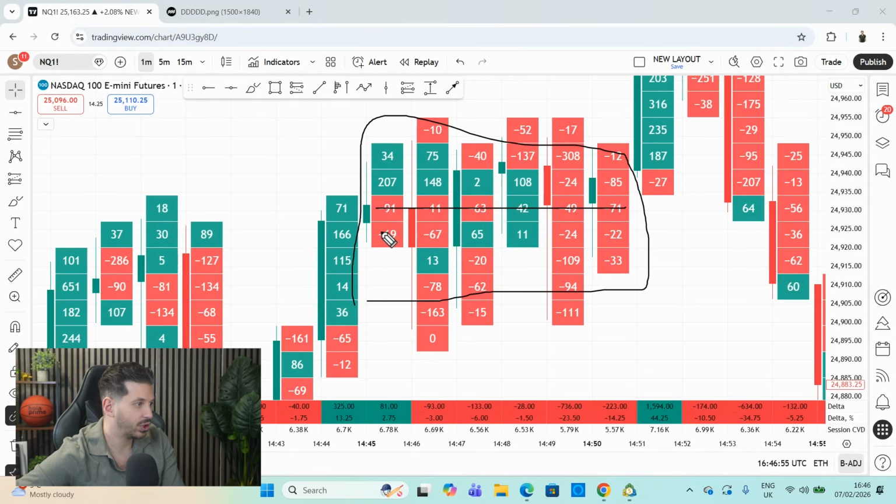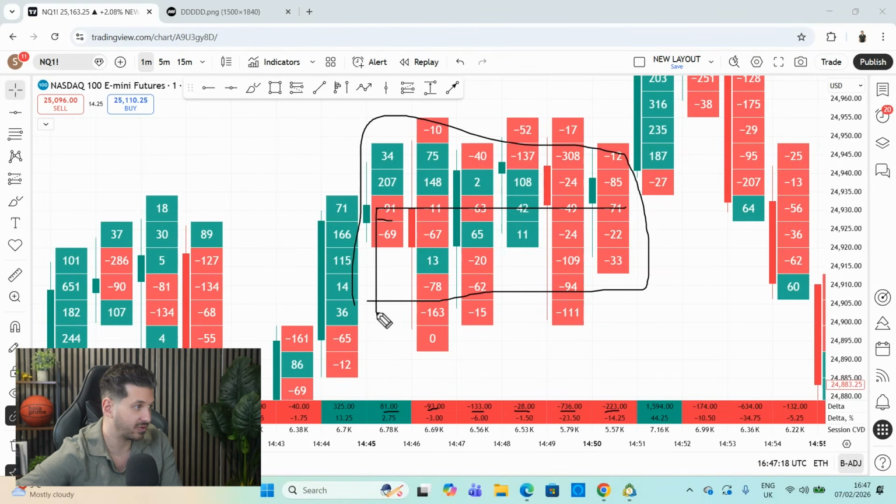If you look at the volume at the start of the range, on this candle we were plus 81 on the delta. Then we had negative 93, negative 130, negative 20, negative 736, negative 223. Look at all the sellers. Overall in this area, there's a ton more sellers than there are buyers. And you can see it in the cumulative.